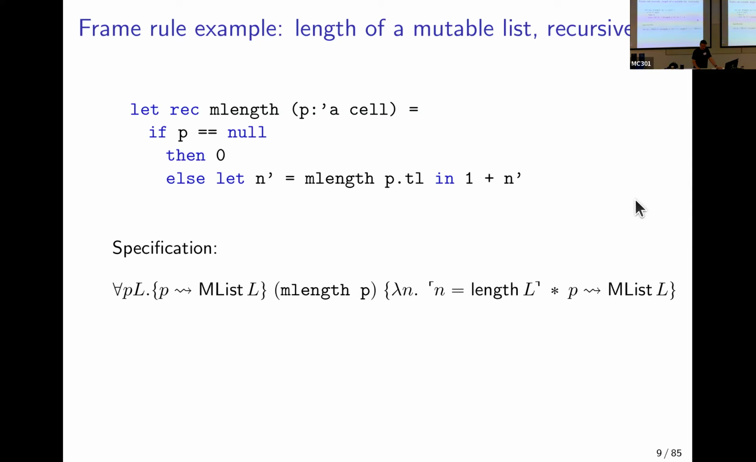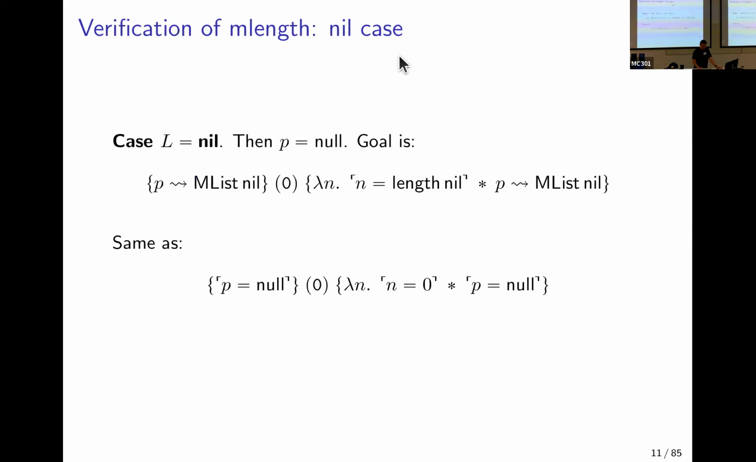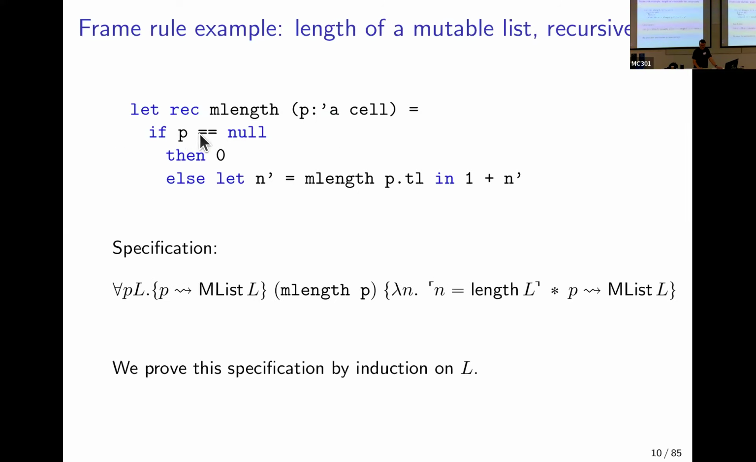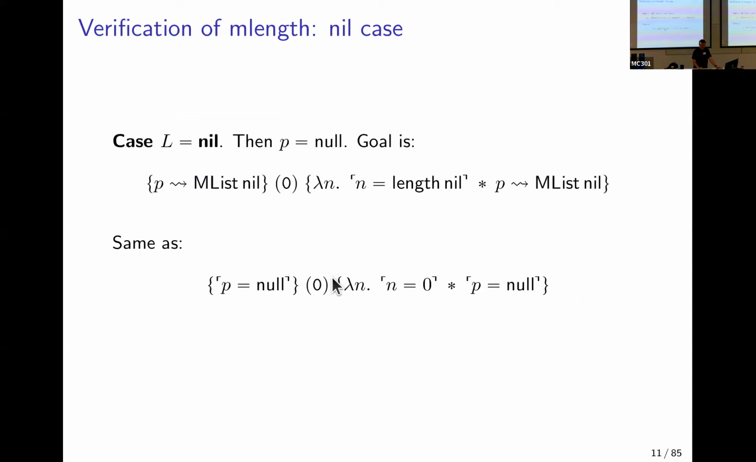So when we try to prove this, we can prove it by induction on L, not unsurprisingly. In the nil case, you just have p points to mlist of nil. So p isn't supposed to be null by definition of mlist. And so you start with an if. If p is equal to null, you're proving 0. And the postcondition of 0 is lambda n, n is equal to 0. And so you have to prove this, which is fine.